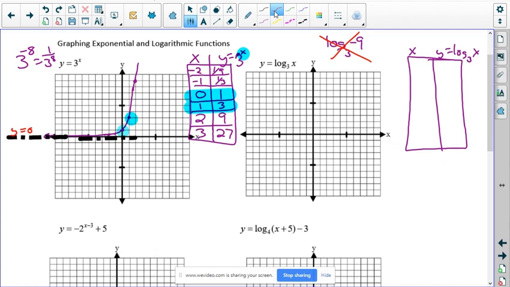But what makes the most sense to input would be values like these ones here. Because if you input 1/9 into x and you have log base 3 of 1/9, the exponent that takes you from 3 to 1/9 is -2. The exponent that takes you from 3 to 1/3 is -1. From 3 to 1 is the exponent of 0.